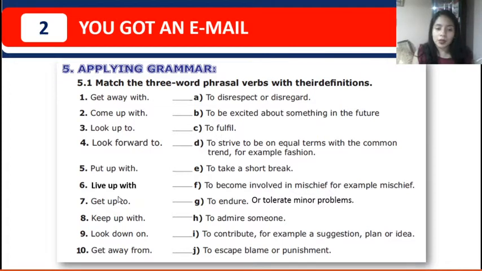For example, look, in the book it is different, so please try to change this with the correct meaning. This is live up with, okay? In number 6, it is live up with, okay, guys? So, what is the meaning of get away with? Get away with. What do you think is the meaning of that? Get away with. To disrespect, to be excited, to fulfill, to strive.